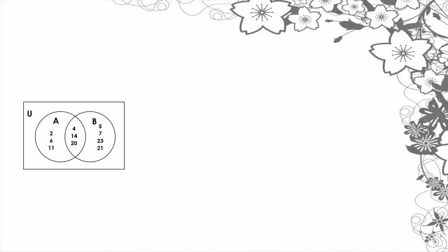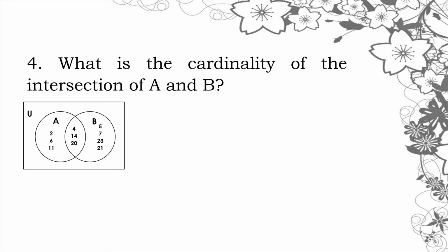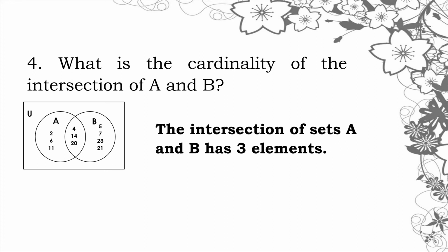Next question, question number 4. What is the cardinality of the intersection of A and B? The intersection of sets A and B has 3 elements. So we have 1, 2, and 3. We have 4, 14, and 20. So that is the cardinality of the intersection of set A and set B.